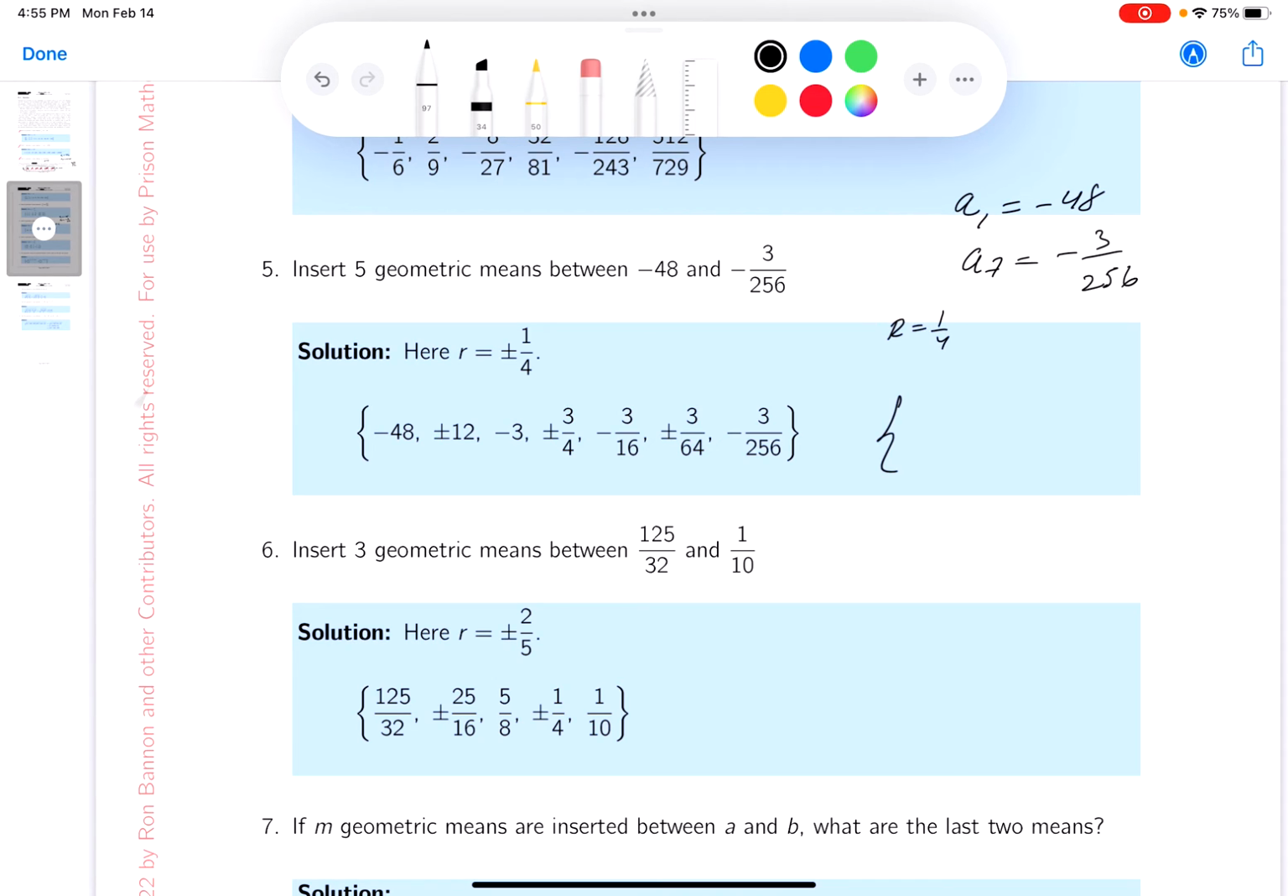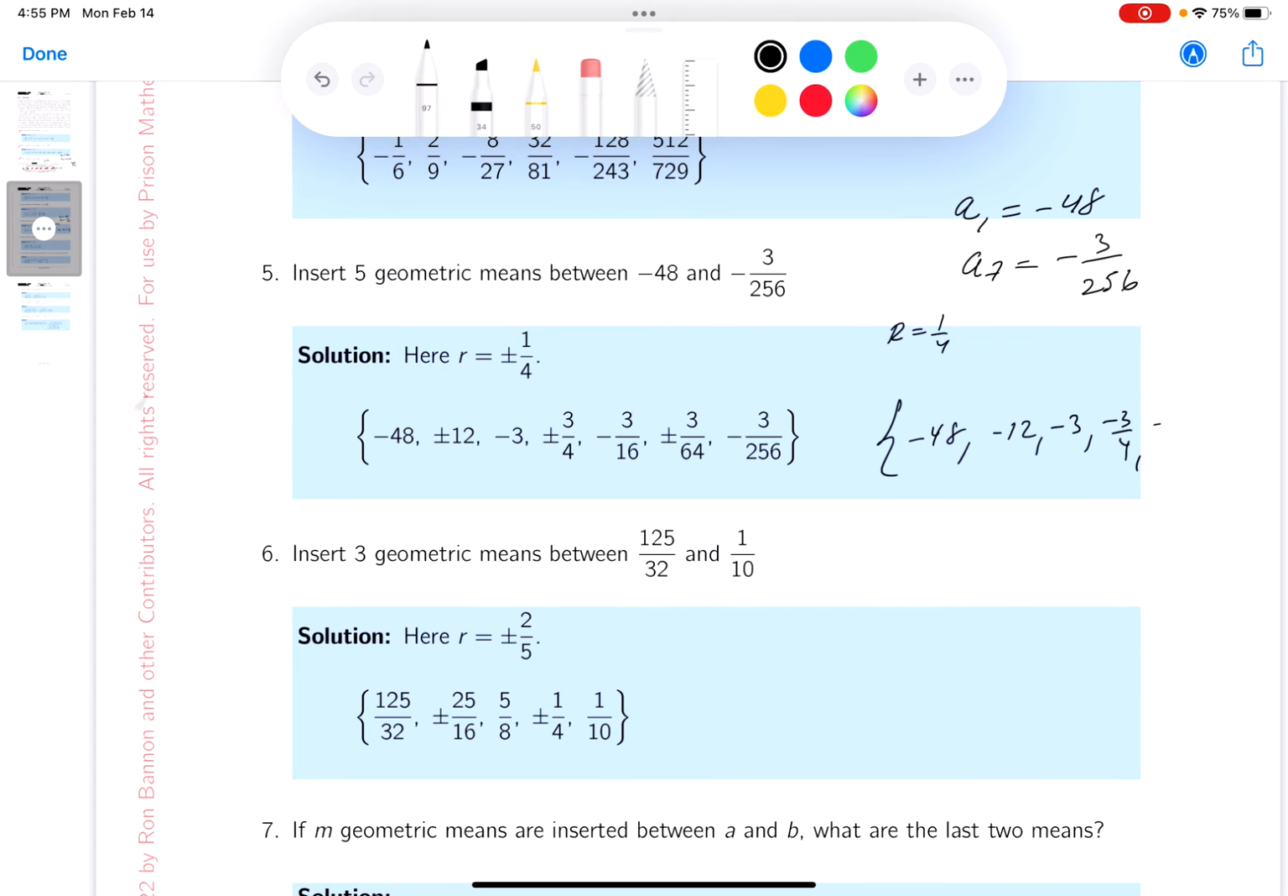And if you wrote those terms down, what do you get? Minus 48. A quarter of that's going to be minus 12. A quarter of that is going to be minus 3. A quarter of that is minus 3/4. Oh, gee, a quarter of that is minus 3/16. A quarter of that is minus 3 over 64, kind of running out of room here. And a quarter of that is going to be minus 3 over 256.